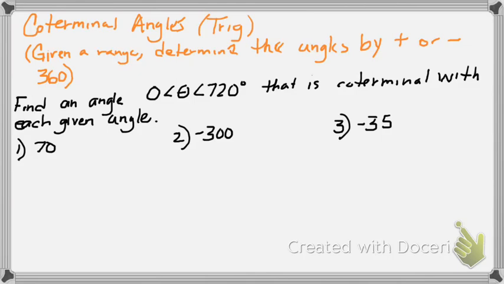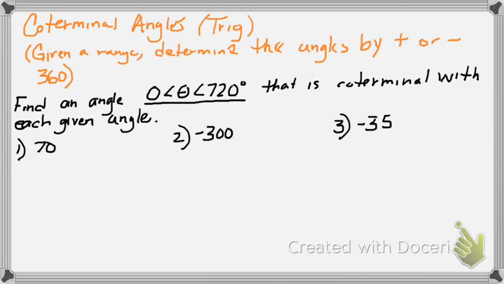So here, my range says the angle is between 0 and 720 degrees. That means that my angle cannot be less than 0 and it cannot be greater than 720. So to determine all the coterminal angles, which means same position except I'm going around the circle more than one time, I have to add or subtract 360 from it. Here, because it is between 0 and 720, more than likely I will have to add, and that's what I'm going to do. So in number 1, you're given that the angle is 70 degrees.